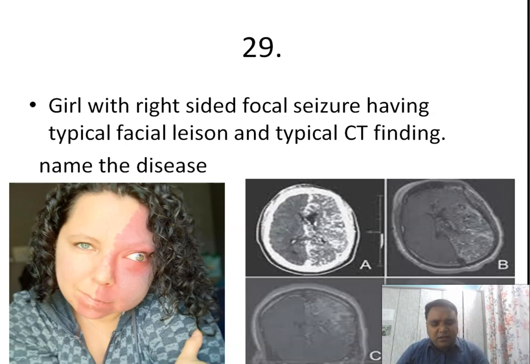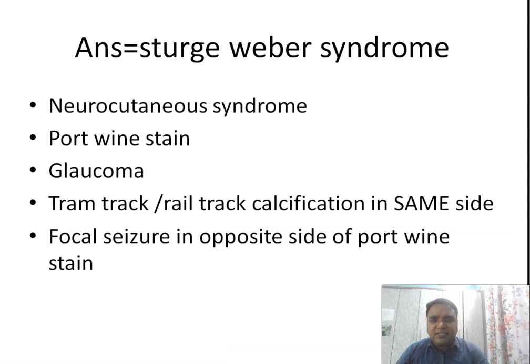What is the name? The typical name is called tram track or rail track calcification, and the disease is Sturge-Weber syndrome. So it is one of the neurocutaneous syndromes. Then somebody can ask, what are the other neurocutaneous syndromes? You can start with neurofibromatosis, Von Hippel-Lindau, tuberous sclerosis, Sturge-Weber syndrome, incontinentia pigmenti, and so on. These are the neurocutaneous syndromes.